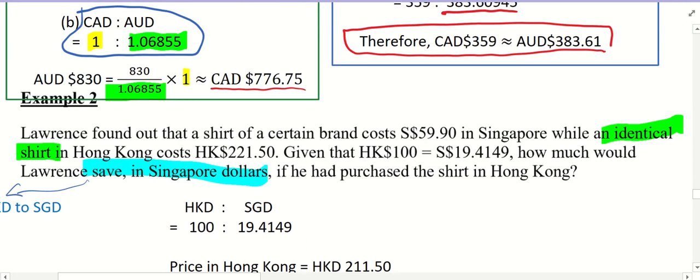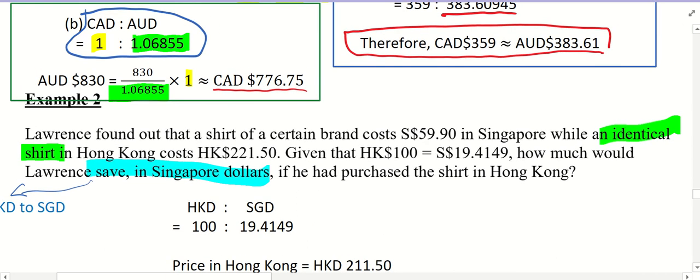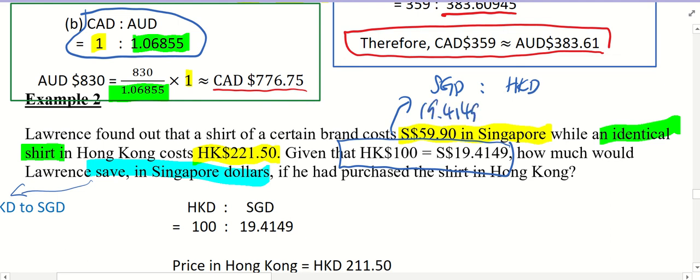Lawrence found out that a shirt of a certain brand costs $59.90 in Singapore. That's pretty expensive. While an identical shirt, the same shirt in Hong Kong, costs Hong Kong dollars 221.50. And we are given the exchange rate. So straight away, we can write down the information over here. SGD is to Hong Kong dollars, HKD, is 19.4149 is to 100. Now you can write it the other way around. You can write HKD is to SGD, no problem.